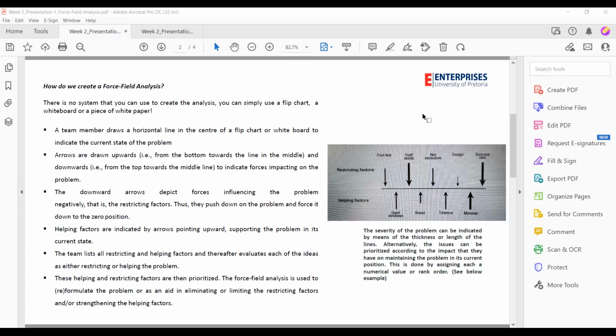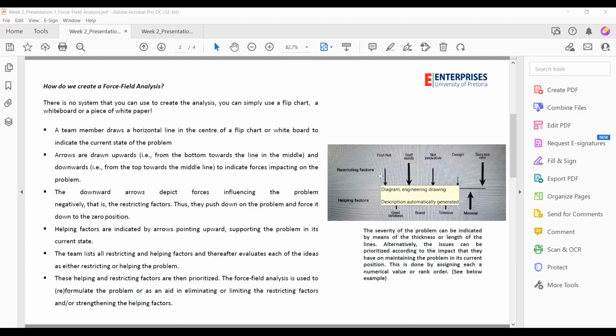Anyway, let me continue my read. A team member draws a horizontal line in the center of the flip chart or whiteboard to indicate the current state of the problem, which is this line in the middle here. Then arrows are drawn upwards from the bottom towards the line in the middle and downwards from the top towards the middle line to indicate forces impacting on the problem. These arrows indicate the forces, either the restricting forces or the helping ones.